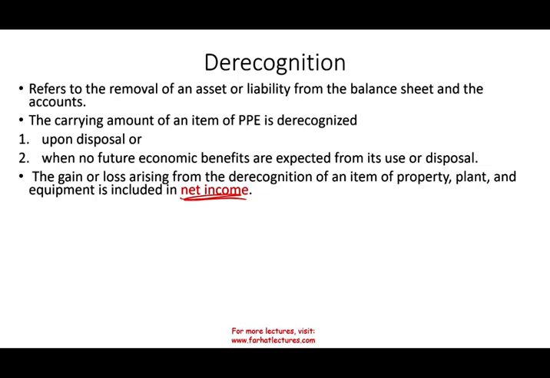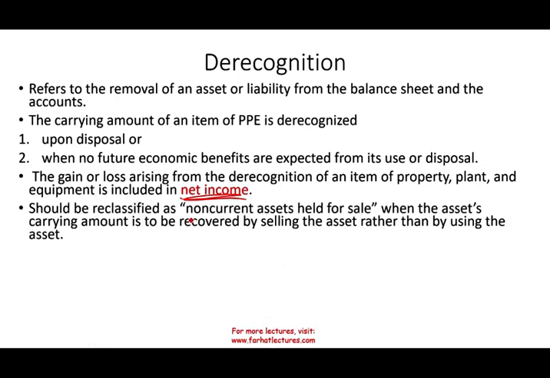When it comes to derecognition, if you're interested in selling an asset, go to my intermediate accounting course. Now, once an asset is derecognized, it means we took it out of property, plant, and equipment. It should be reclassified as a non-current asset held for sale. Once it's no longer in operation, it cannot be placed with PP&E because it's no longer PP&E. Now it's considered held for sale. It's not inventory and it's not an investment. It's just an asset held for sale.